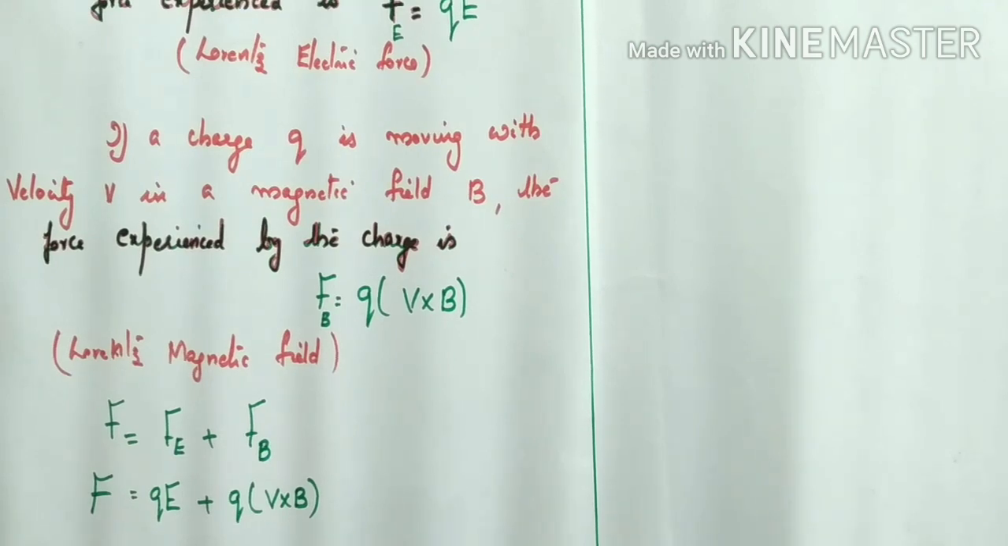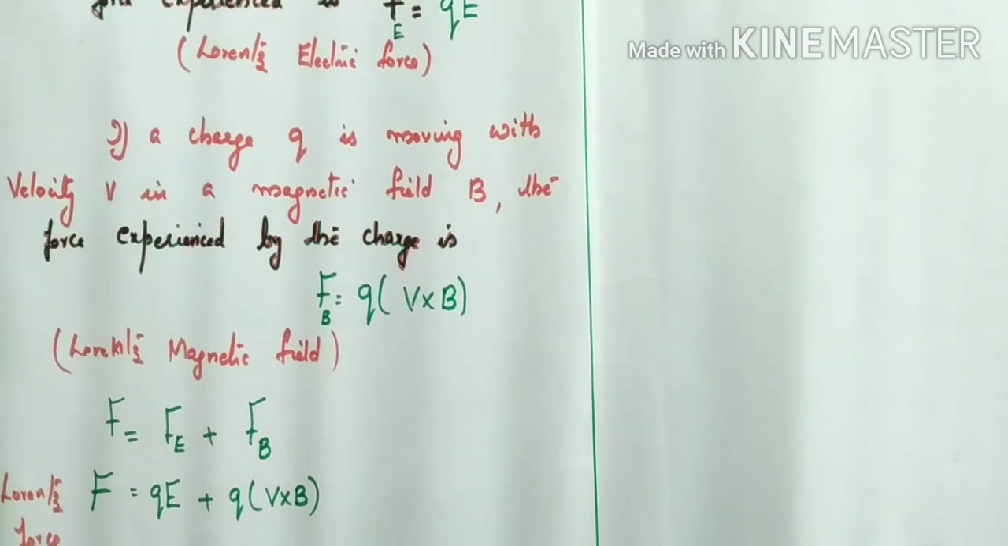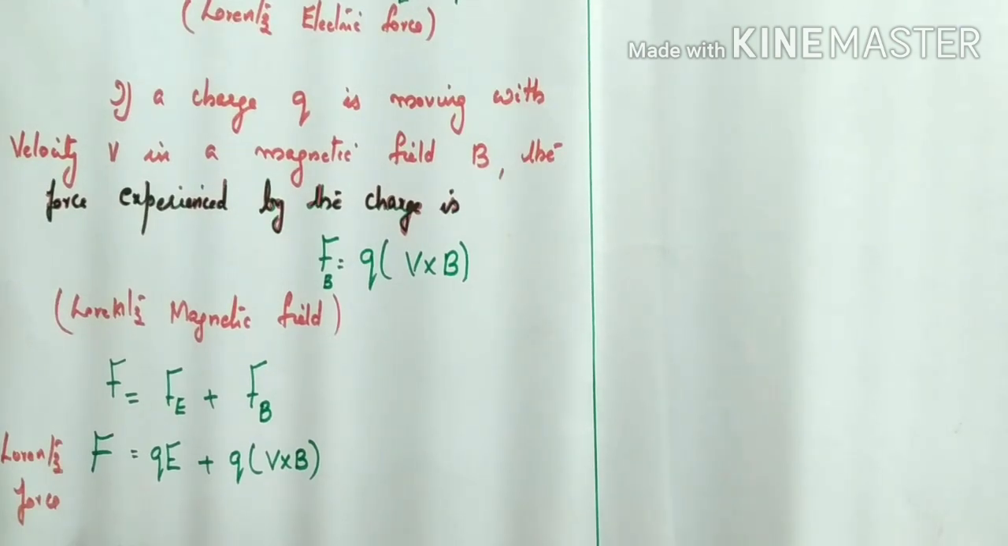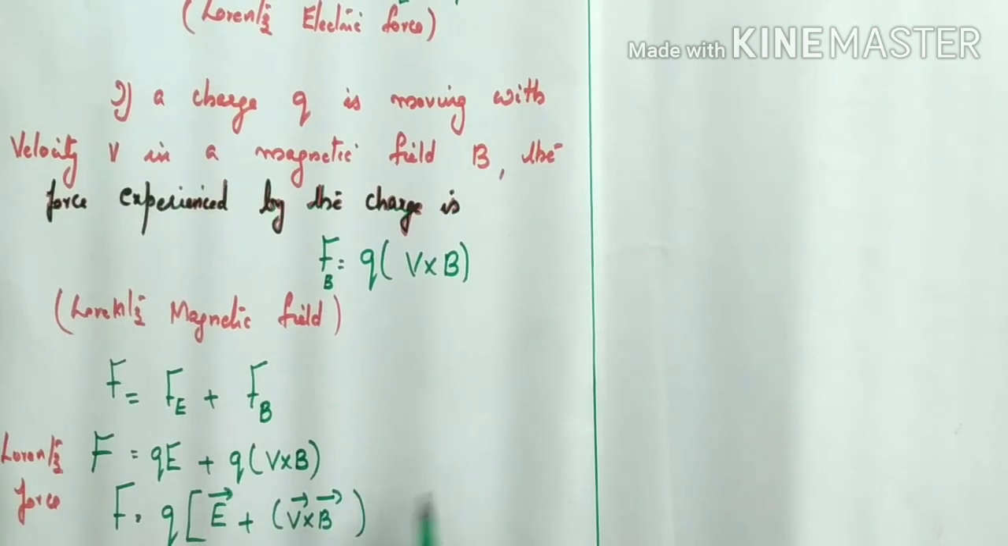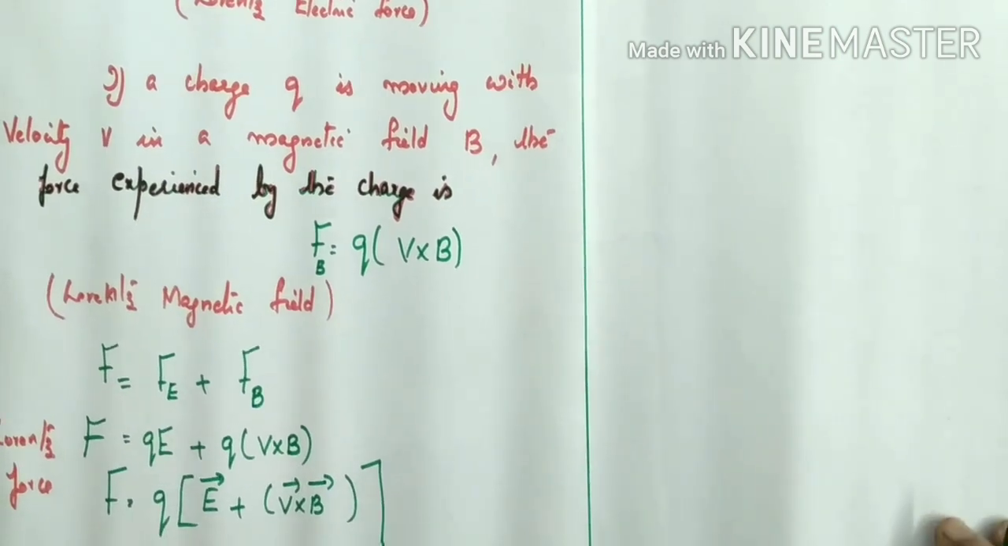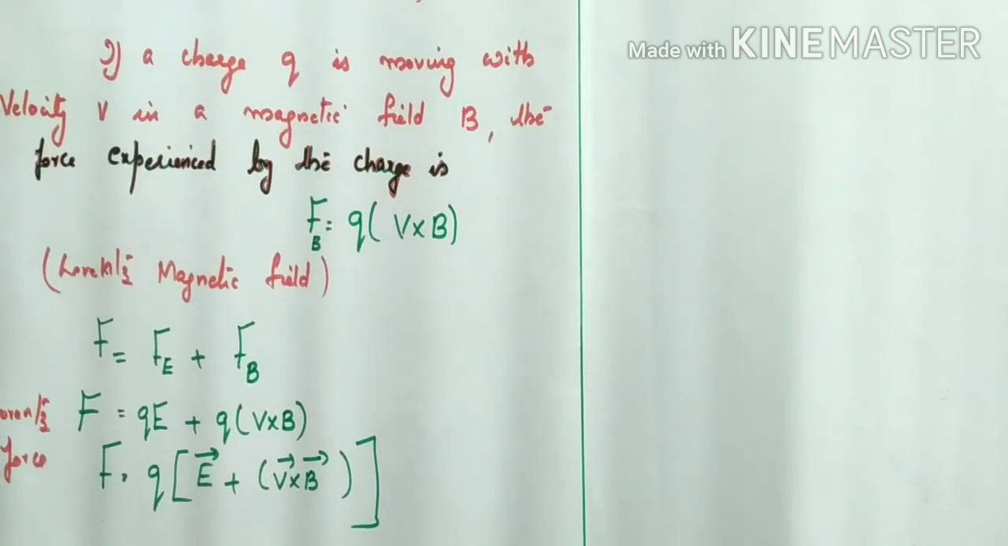So if both electric field and magnetic field are applied, then the Lorentz force is F equal to QE plus Q into V cross B. If you want to take Q outside, that force can be written as F equal to Q into E plus V cross B, with vectors. So if both electric field and magnetic field are applied, the charge experiences the Lorentz force F equal to QE plus Q into V cross B, or F equal to Q into E plus V cross B. This is called Lorentz force.